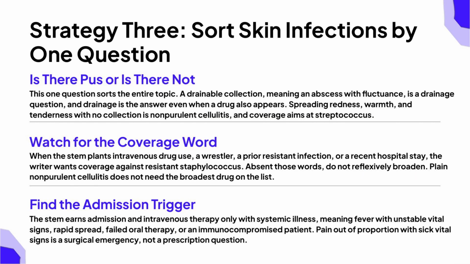Strategy 3. Skin infections look sprawling, but nearly every stem sorts on one question. Is there pus or is there not? A fluctuant, drainable collection is an abscess, and drainage is the answer even when a drug also appears on the list.